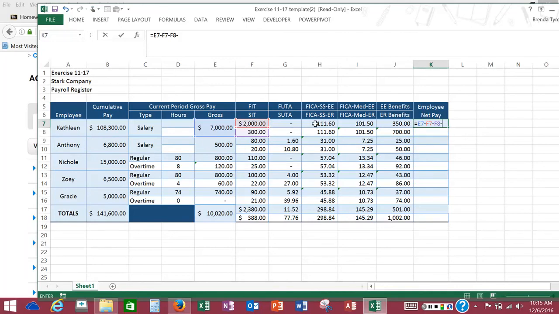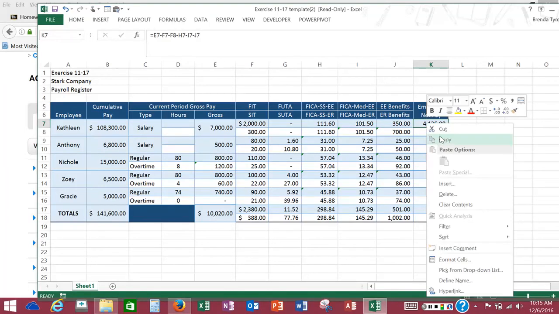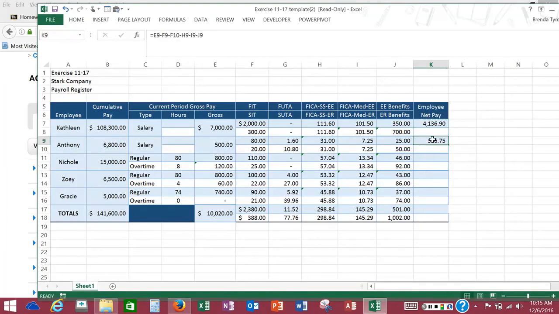So we'll skip over that and we'll go to the FICA Social Security. We'll withhold the FICA Medicare, and then we'll withhold her employee benefit contribution. And we should come up with a net pay of $4,136.90.